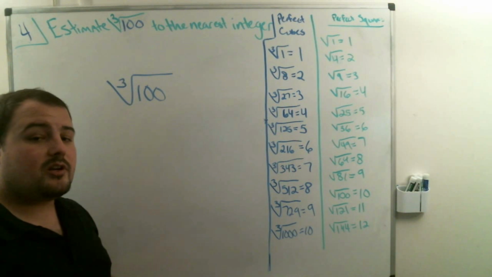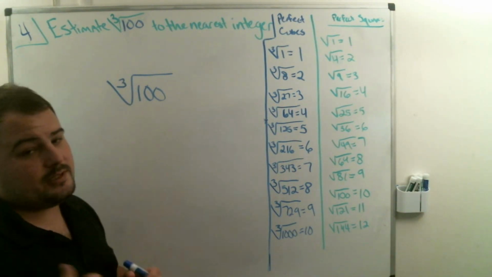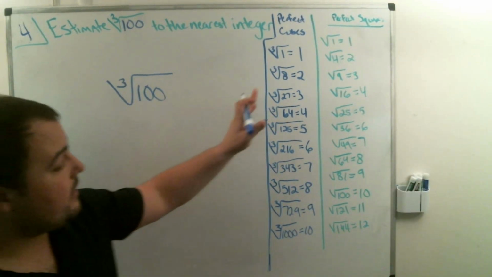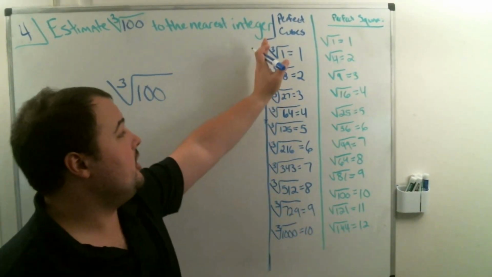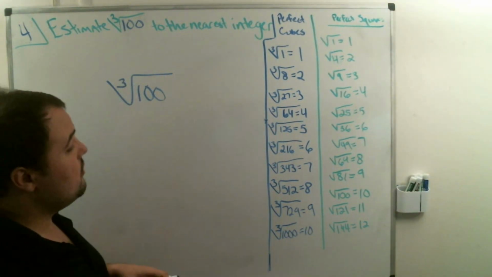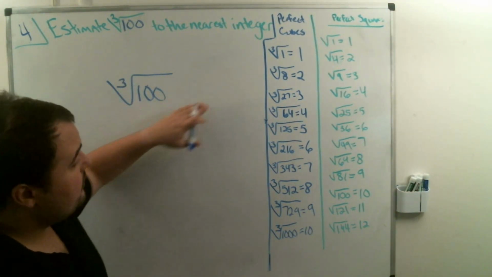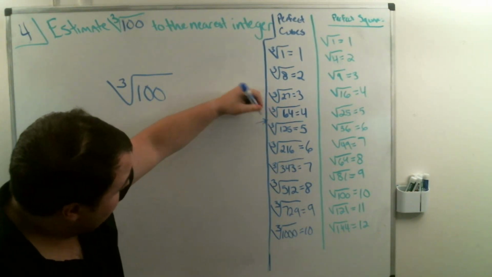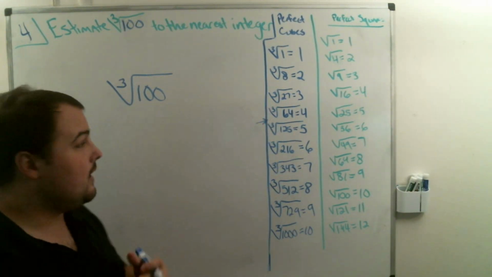In example 4, we're going to be doing exactly what we did in example 3. We're going to estimate a cube root. So we're not looking at the perfect square chart. We're looking at the perfect cube chart, and we're going to decide what 100 is closer to. Well, 100, if I'm following down here, is somewhere in this area right here. So it's between 4 and 5.